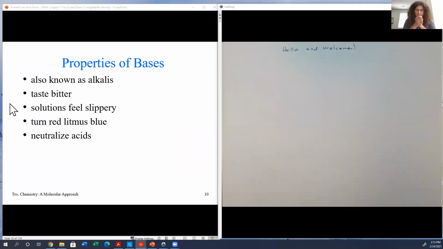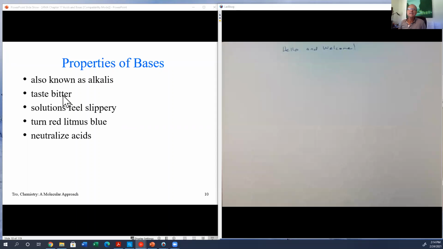On the opposite side, chemically speaking, we have bases. So bases are also known as alkalis. Bases have a bitter taste. Okay. Part of the reason for their bitter taste is that many organic poisons are basic.